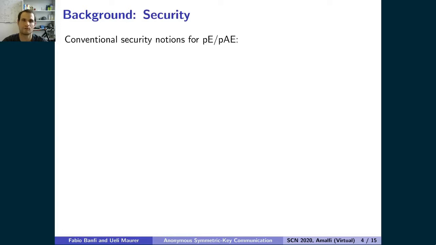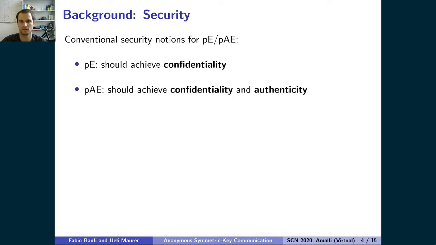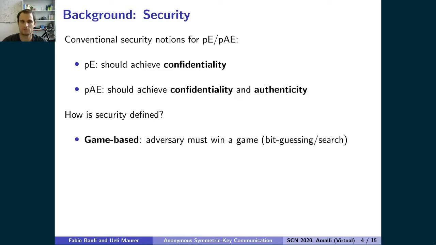So the conventional security notions of PE and PAE imply that PE should achieve some form of confidentiality, and that PAE should achieve some form of confidentiality plus authenticity. How do we define such security notions? In the literature, what one usually does is to define a game-based security definition, where an adversary must win some sort of game, which is usually phrased as a bit guessing or a search problem.